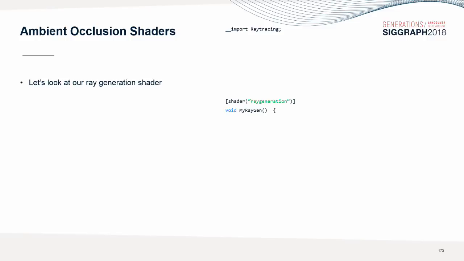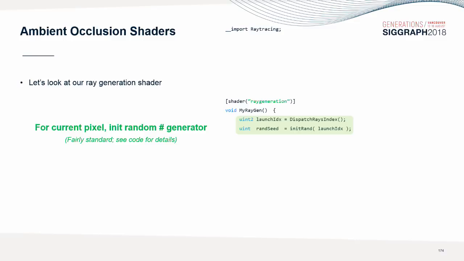So let's look at the ray generation shader for this ambient occlusion. It's a little bit different because I'm not spawning rays from the camera. I'm looking up their origins and the surface normal from a texture. But because I'm doing some randomization, I need to create a pseudo-random number generator. So I'm going to do that using the launch index, the current pixel on the screen, to help seed my random number generator. This is fairly standard. See the code for details.